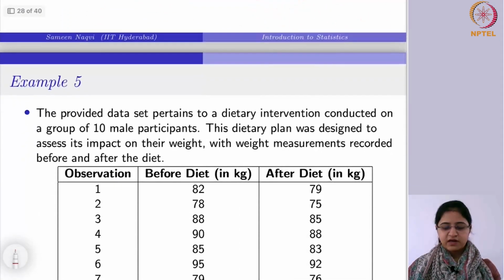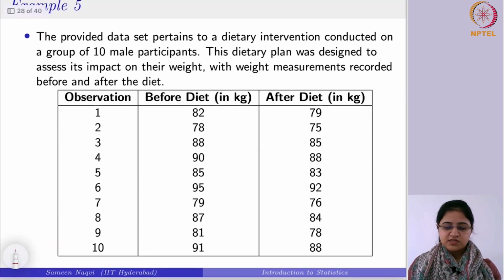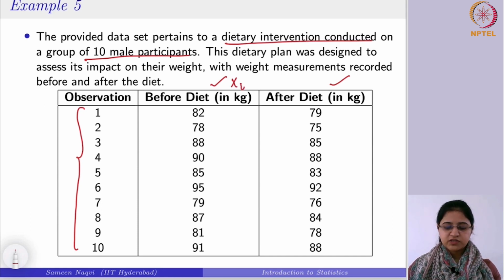So now let us see an example to understand that. Suppose you are given a group of 10 male participants in a dietary intervention, and the plan was designed to assess its impact on their weight, and the weights are given. So before diet and after diet weights are given to you, and it is on the same set of 10 individuals. So they are dependent. These are the xi's, x1, x2, up to x10, and this is your yi.